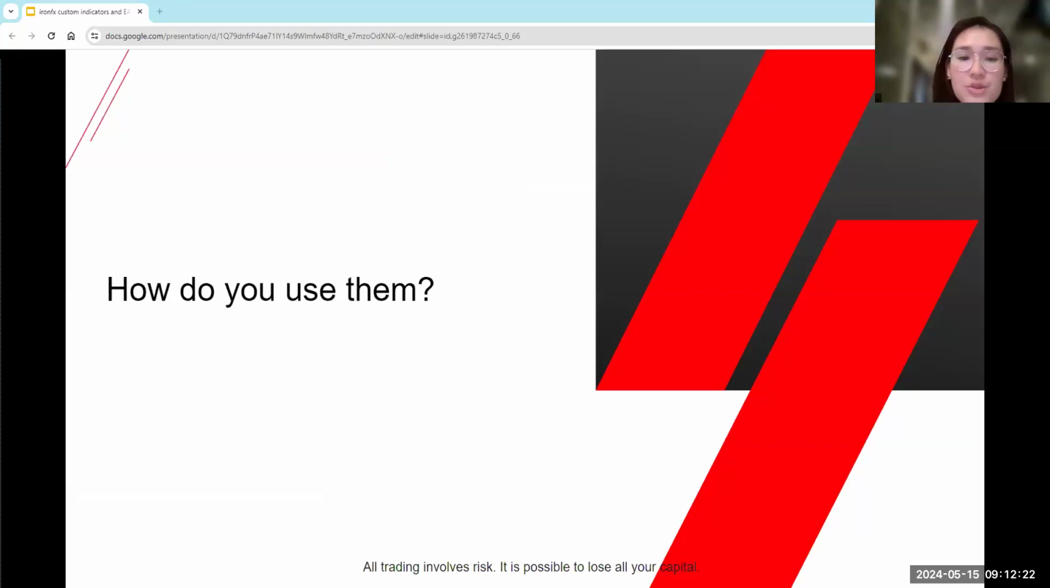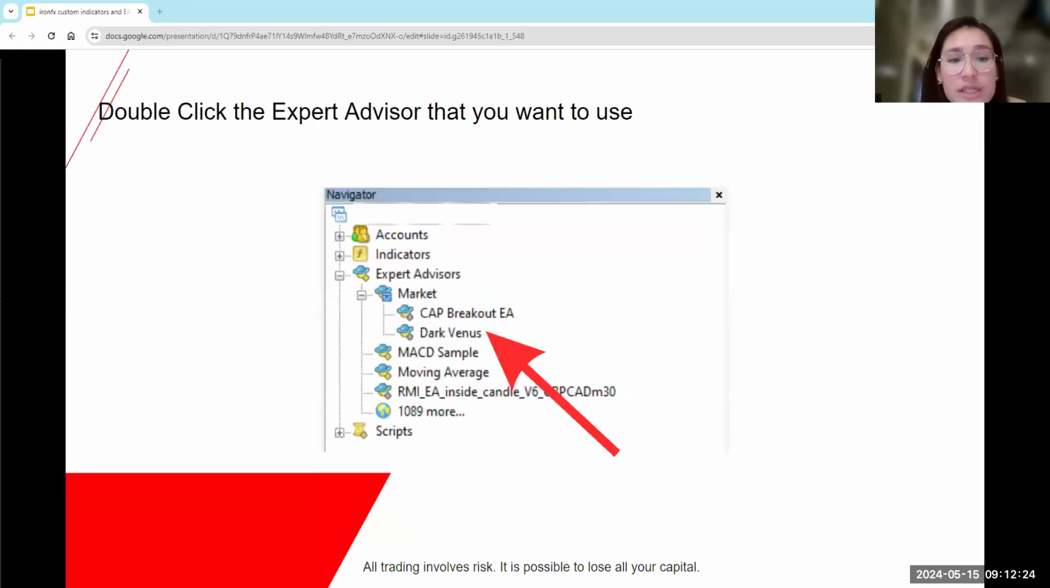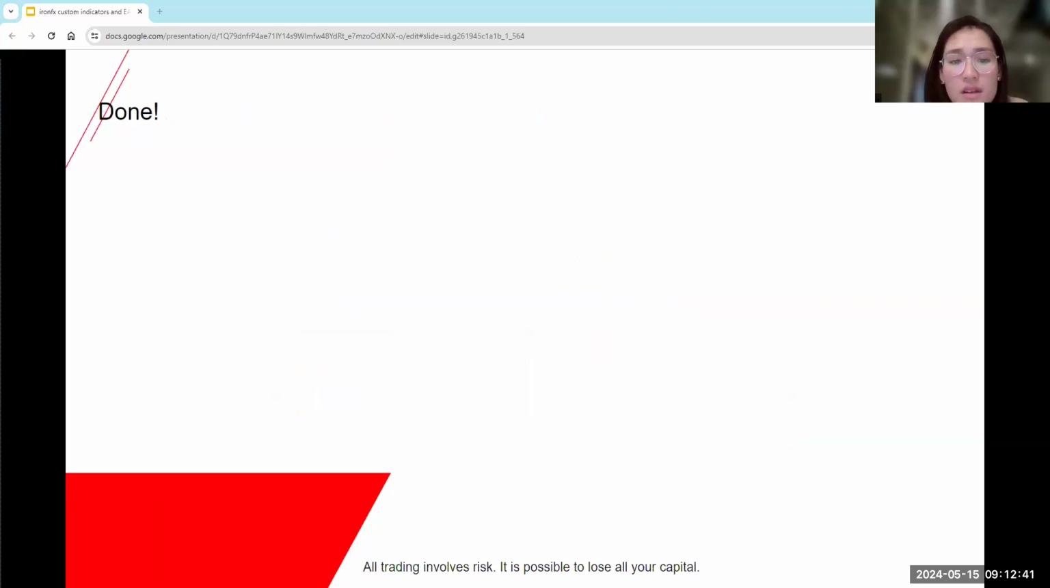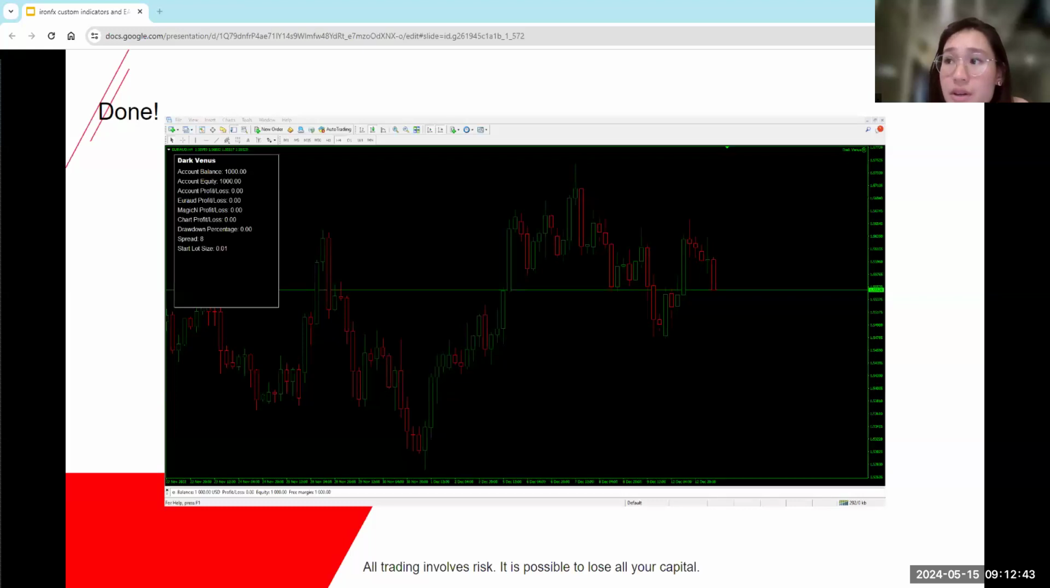So how exactly do you use them? You double click the EA that you would like to use on the Navigator tab on your MT4 or 5. Enable the following options and then click OK. So you allow live trading, allow modification, and DLL imports. And yeah, there you have it.